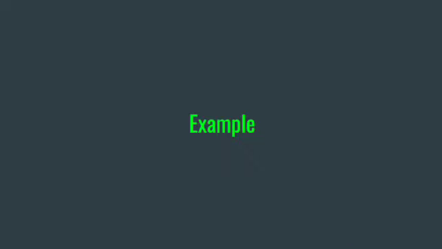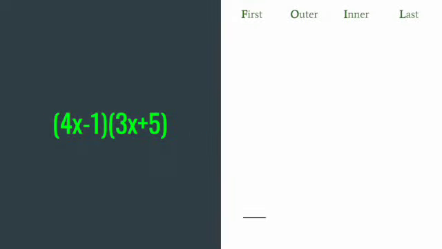So let's try an example. I would recommend writing the following problem down and working through it with me. Feel free to pause the podcast if you need more time on any step. The problem we are going to solve is the binomial 4x minus 1 multiplied by the binomial 3x plus 5.